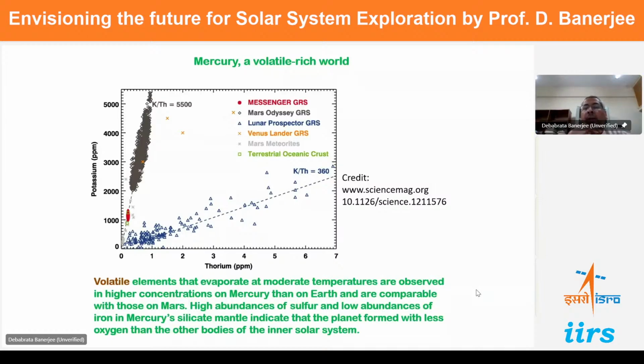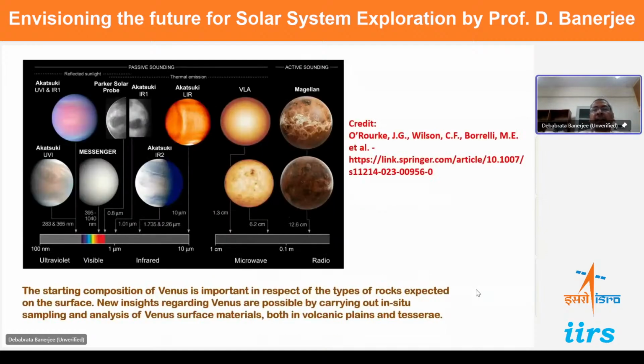So therefore you have volatiles in a body which is very close to the sun, and this was a big surprise. And this is a picture from O'Rourke et al. And this shows you Venus in various wavelengths. So you've heard of multi-wavelength astronomy. This is a result from studying a planetary object using multiple wavelengths, right from the ultraviolet to the radio.